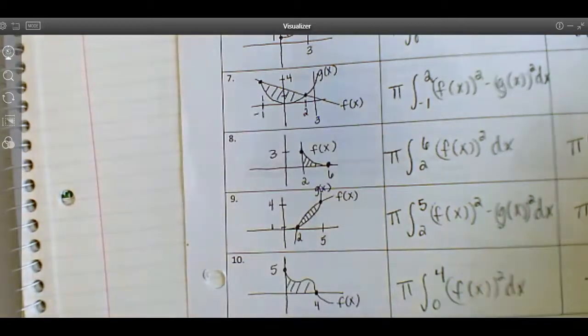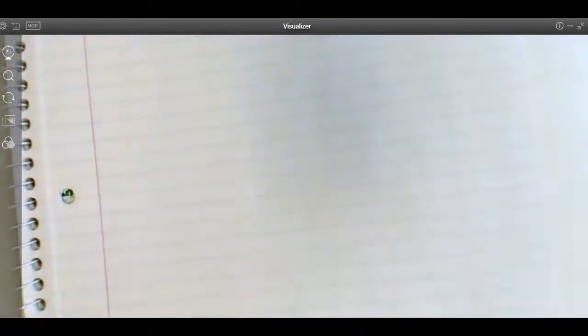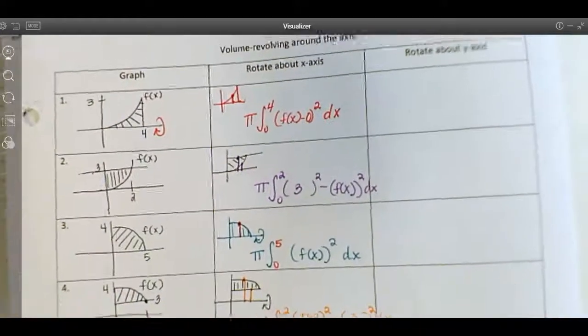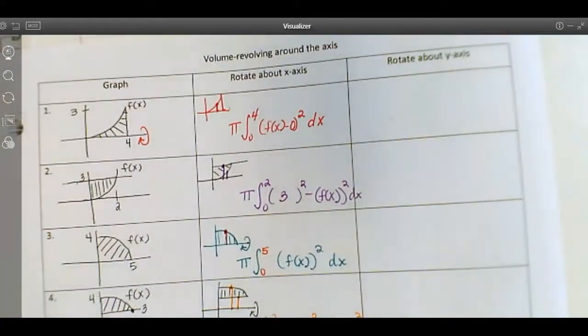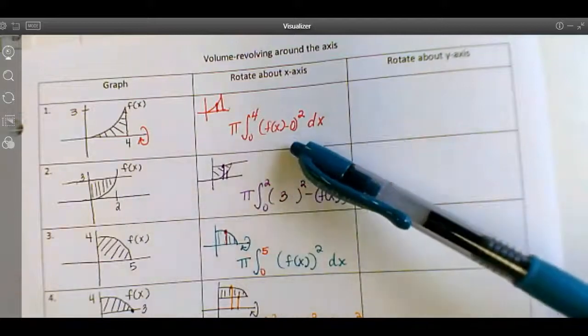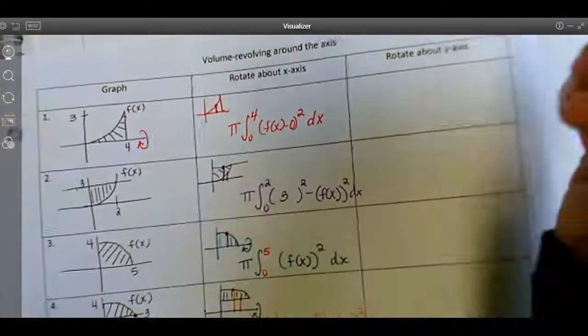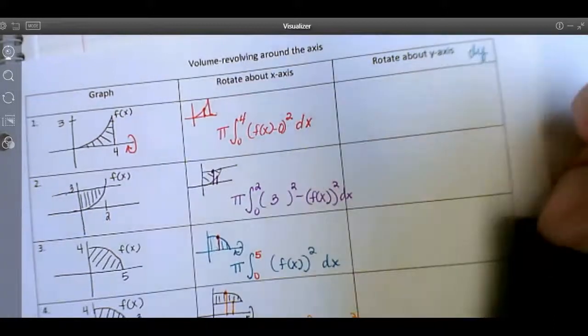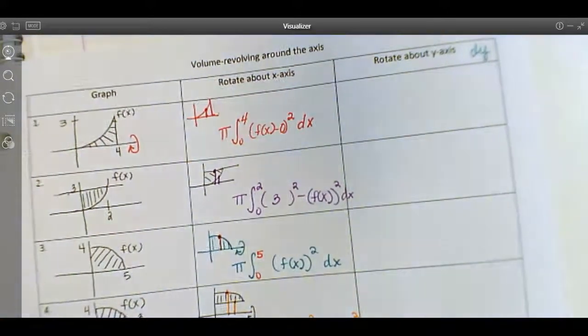And once you feel comfortable, we're going to go to the other column, which talks about rotating a figure on the y-axis. Now, we have not yet discussed what would happen whenever you rotate a figure about the y-axis, but it's very, very similar to what happens with area. The process is very similar to what happens with rotating on the x-axis. The difference is that you're going to have it in terms of dy, and that means that your limits will be y values and everything in the function will be y values.